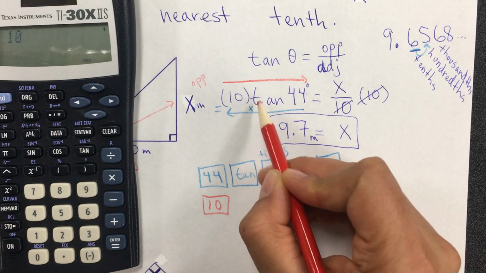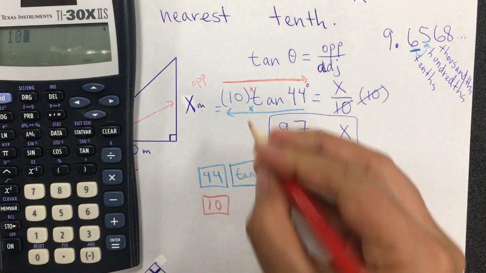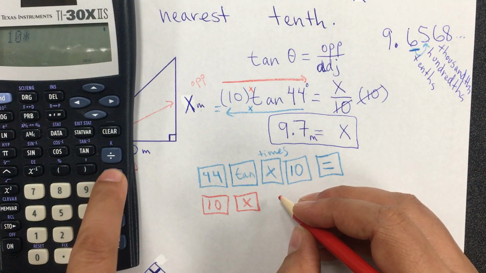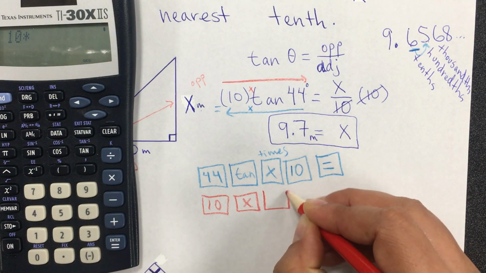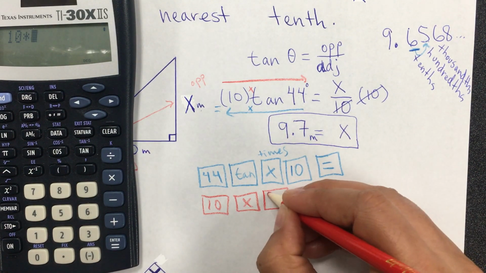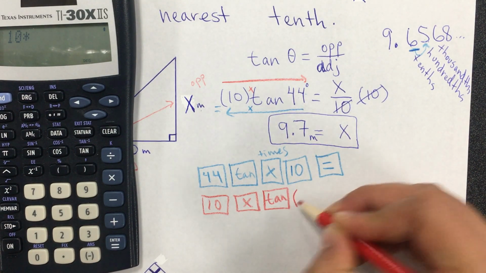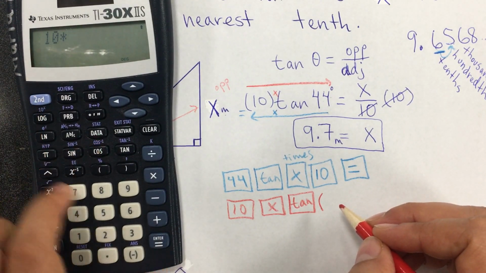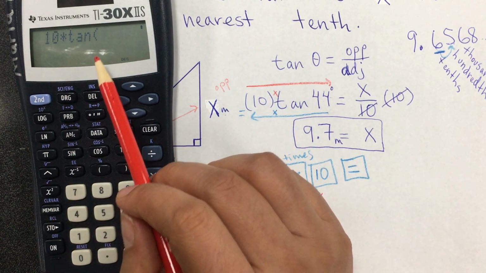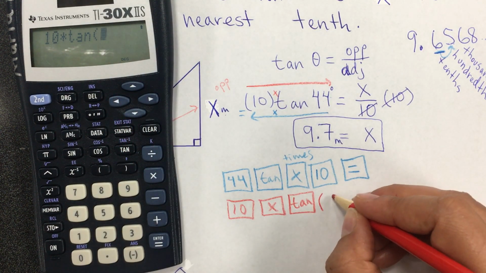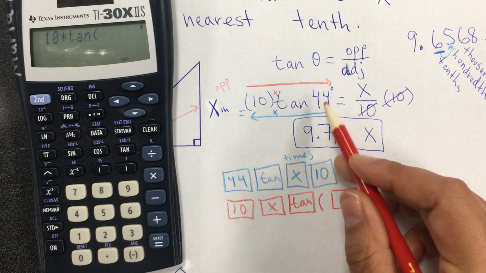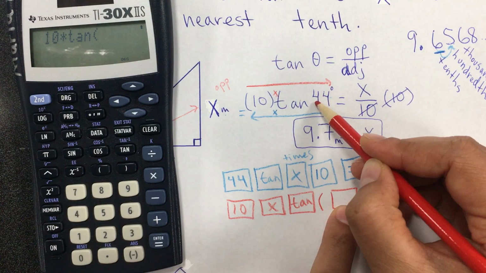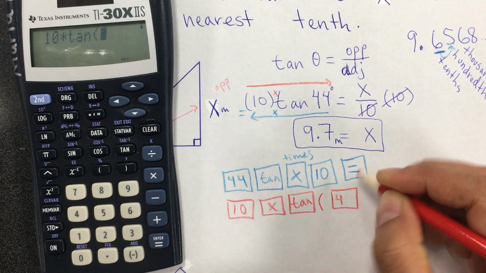Then 10 times, right? The parenthesis means times, so you're gonna put times. Let me not forget about it. So do it now. Then you're gonna hit tangent, and it automatically opens a parenthesis. Okay, let me show you. You press tangent and see how that opens a parenthesis. And after that, you're just gonna put the degrees. So 10 times tangent, and then the degrees, the angle.